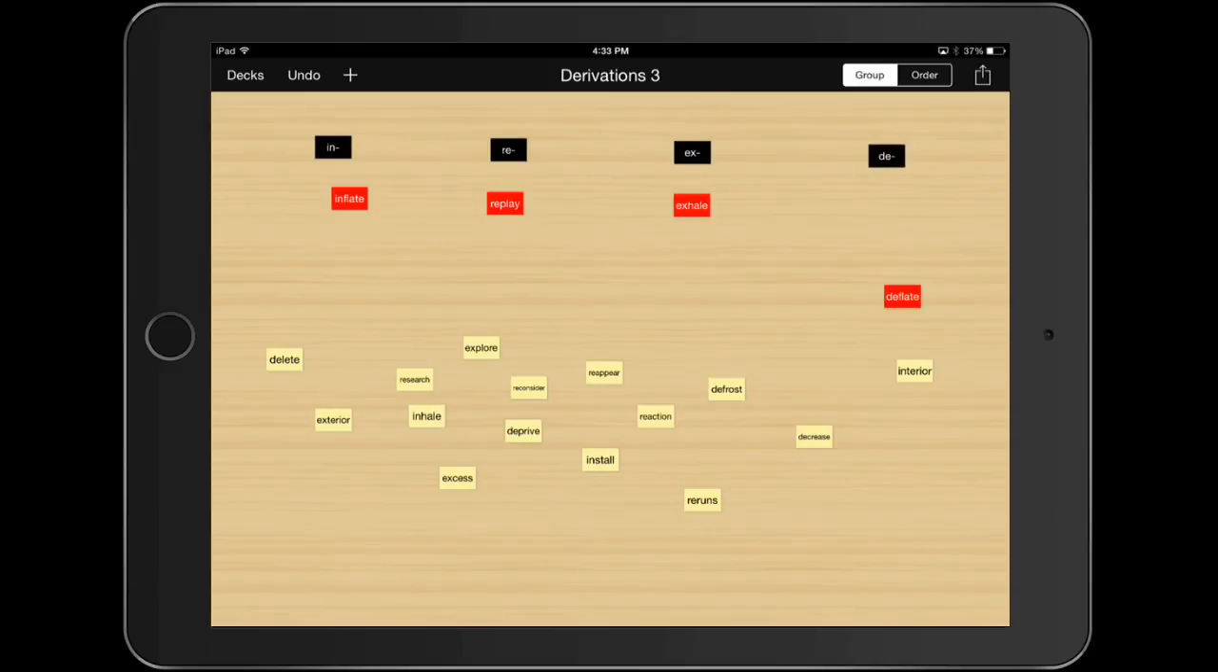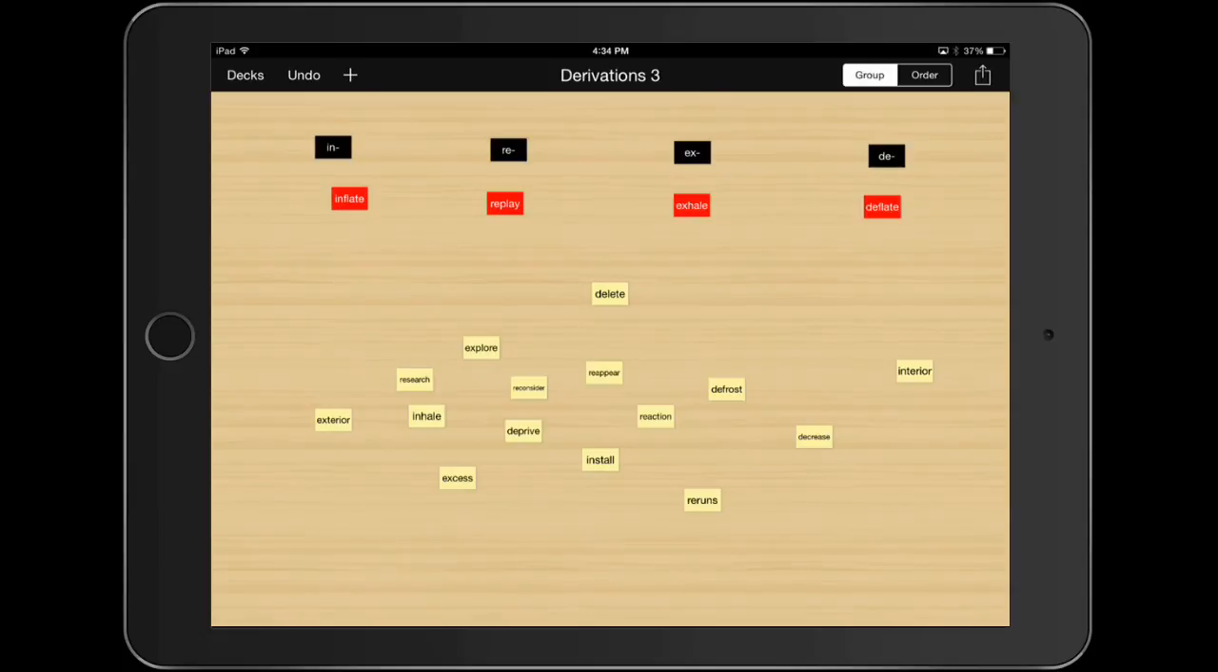The final prefix we're going to look at is d, such as deflate. Now d means to take away, such as let's take away the air from a balloon, or let's deflate the balloon.